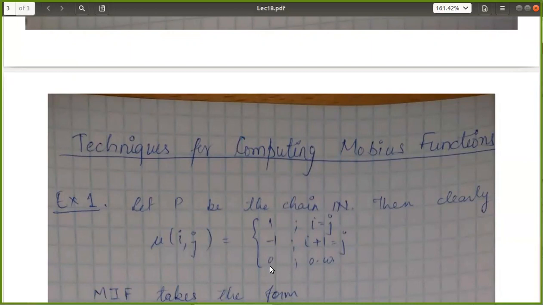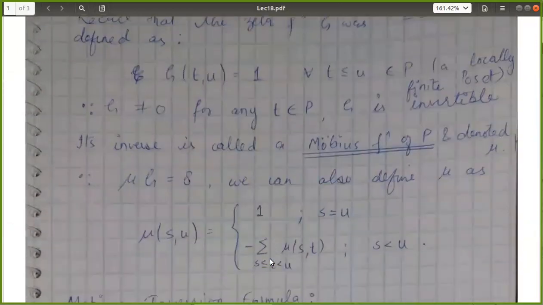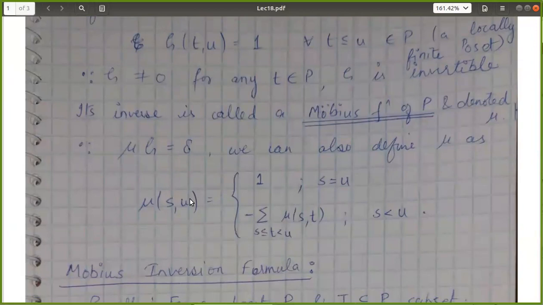Okay, maybe I need to share another page for you to understand this. It's clear, right? This is the first definition we saw, right? This here.